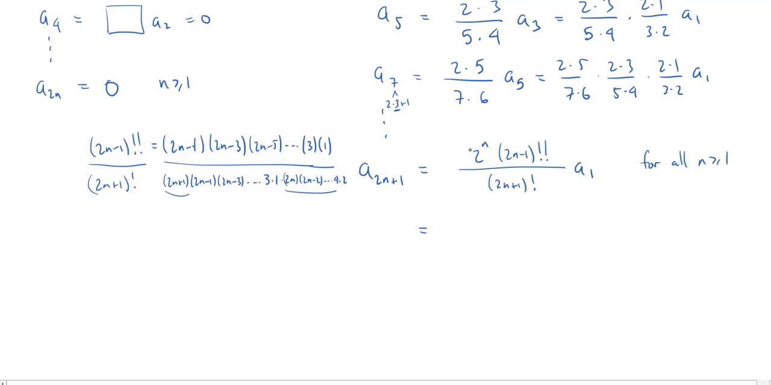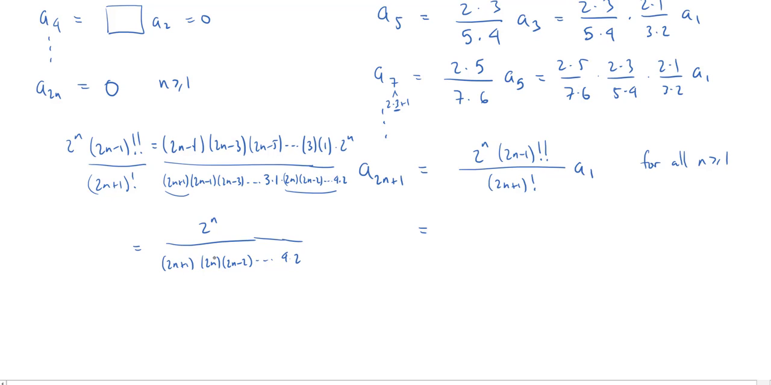Well, okay, let's not forget the 2 to the n here. Let's put a 2 to the n in. If I do this cancellation, then on top, all I'm left with is a 2 to the n. And on the bottom, I have 2n plus 1. And then all of these evens, 2n, 2n minus 2, and so forth, down to 4 times 2.